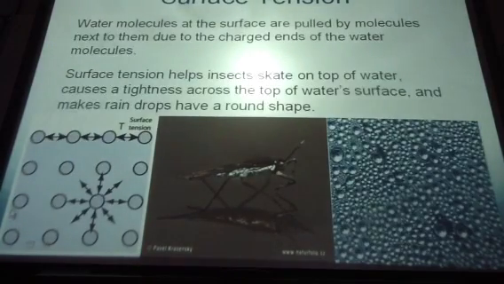Surface tension is when the water molecules on the surface of water are pulled by molecules next to them due to the charged ends. So again, negative ends and positive ends attract. Surface tension helps insects skate on top of water, causes a tightness across the top of water's surface, and makes things like raindrops have a round shape because the molecules are holding on to each other.